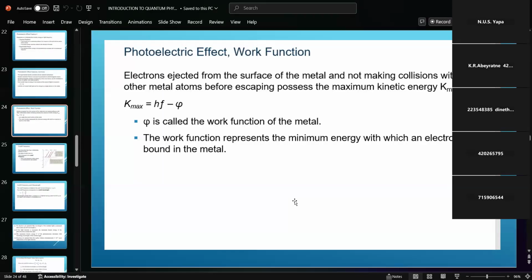Okay, morning. We were unable to continue our class due to the power failure, so I will start again in the evening session. In the morning session, I already uploaded the recordings for you, right? You can follow it. Now I am continuing from the photoelectric effect. We discussed the photoelectric effect and some results, right? I think you remember.